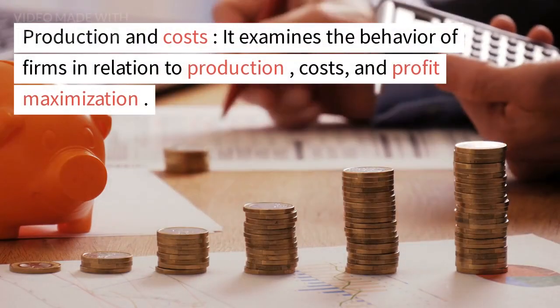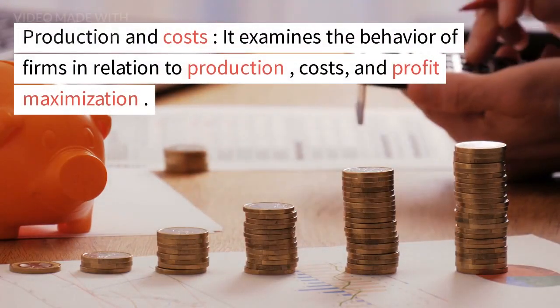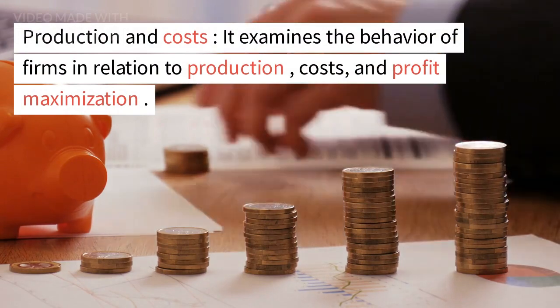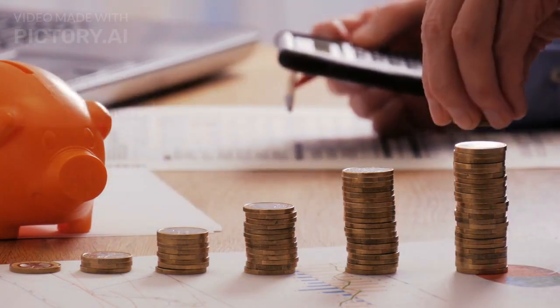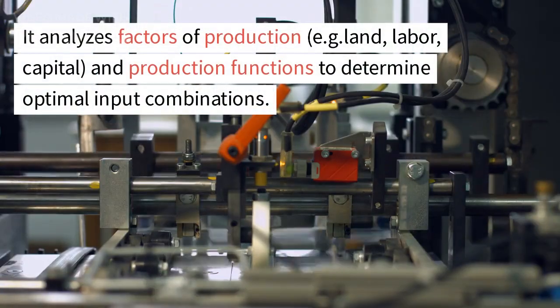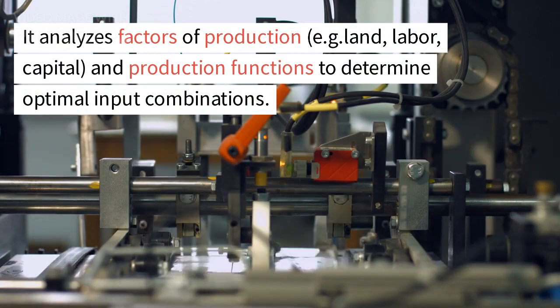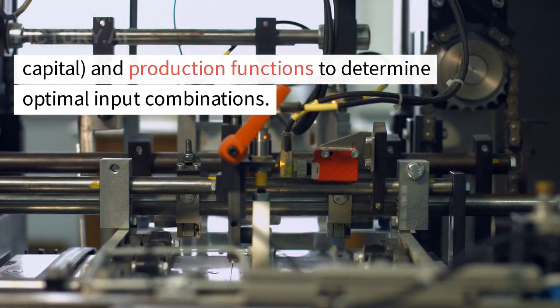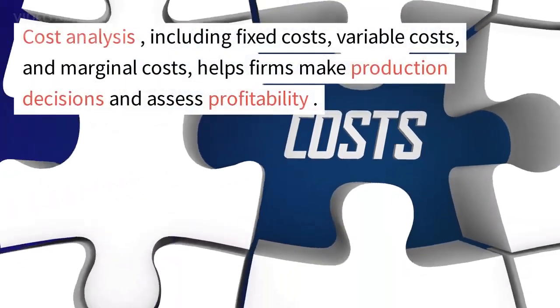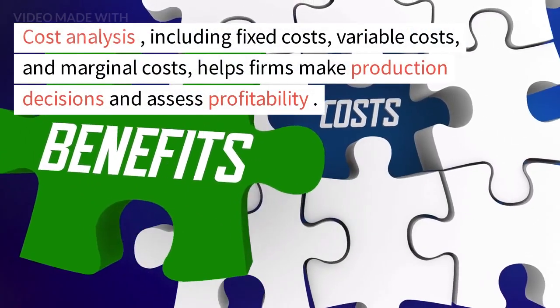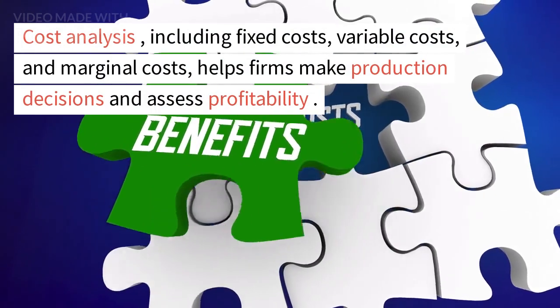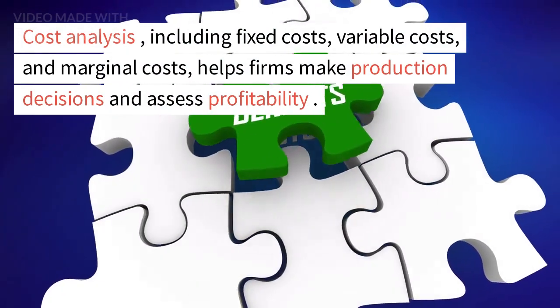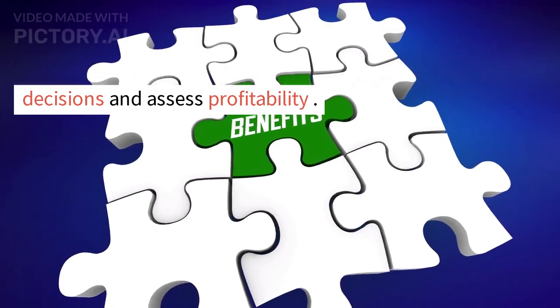Production and costs. It examines the behavior of firms in relation to production, costs, and profit maximization. It analyzes factors of production, e.g., land, labor, capital, and production functions to determine optimal input combinations. Cost analysis, including fixed costs, variable costs, and marginal costs, helps firms make production decisions and assess profitability.